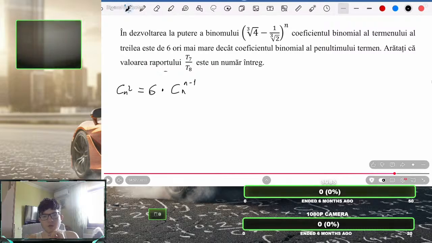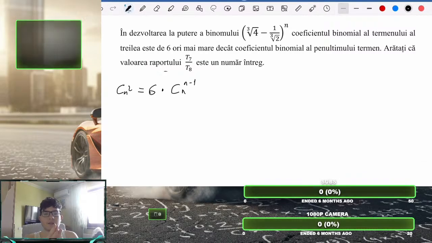So, now this. I'm gonna need exercises like on the actual test. No bullshit. So we got this thing, and the binomial coefficient of the third term is 6 times bigger than the binomial coefficient of the almost last term. Show that the representation of the 7th term divided by the 8th term is essentially a whole number.